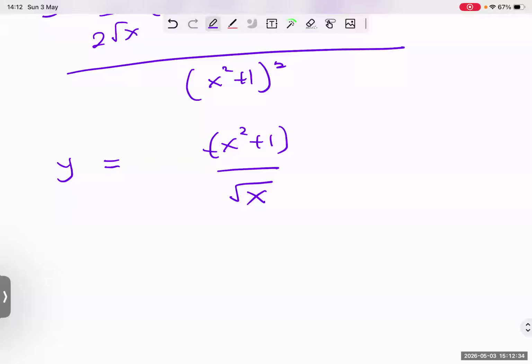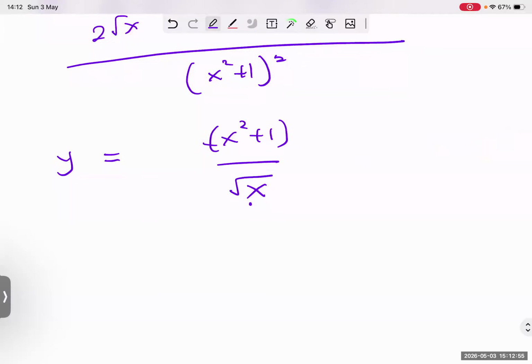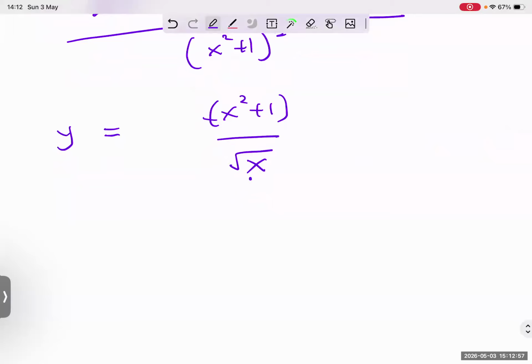Next is to differentiate it, but there is an alternate way. And the alternate way is we can bring the denominator up and write this as x squared plus 1 times root of x raised to the power minus 1. All right, we can do it this way so that we can use the product rule. However, if we don't want to use the product rule and leave the function as it is, hence we have to use the quotient rule.